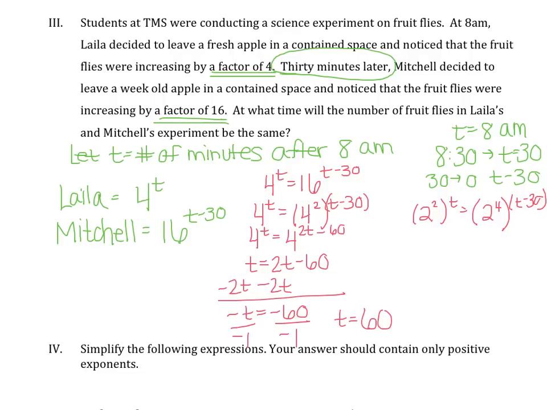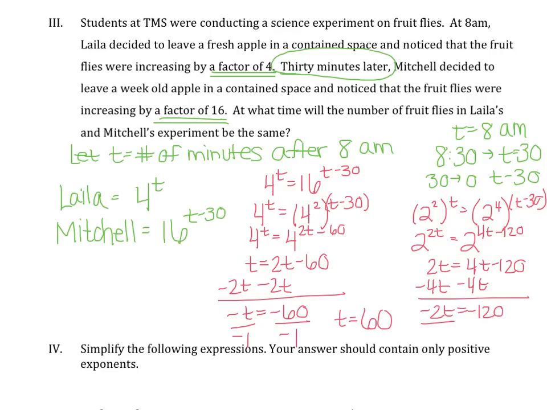Again, I can do the same thing over here. I could have had 2 to the power of 2t equals 2 to the power of 4t minus 120, and 2t would equal 4t minus 120. Subtract 4t. Negative 2t equals negative 120. Divide by negative 2, and t would equal 60. So whichever base you choose to use, you're going to get the same answer.